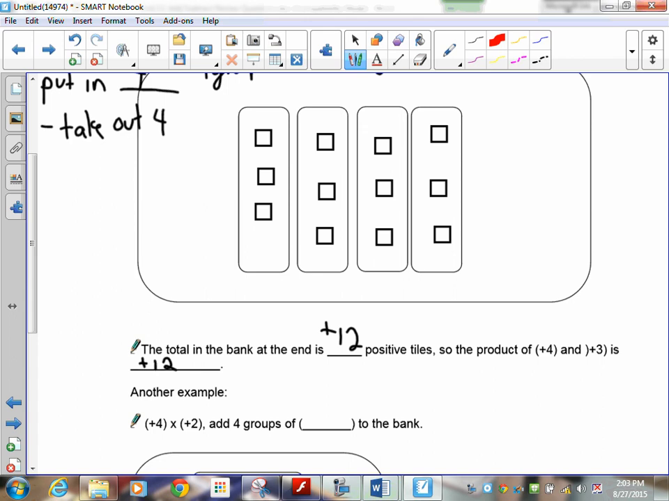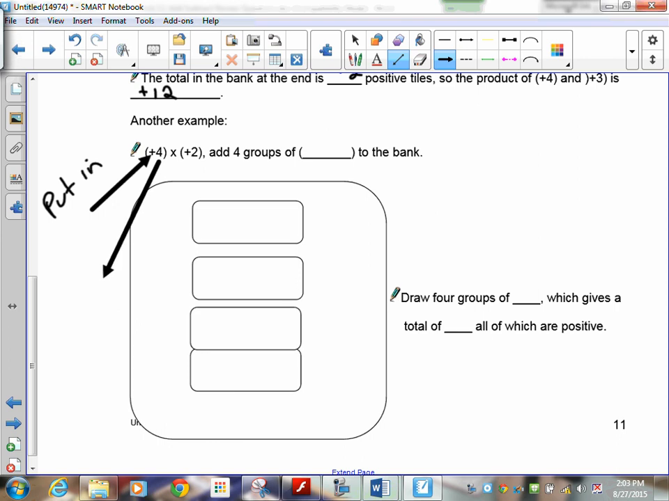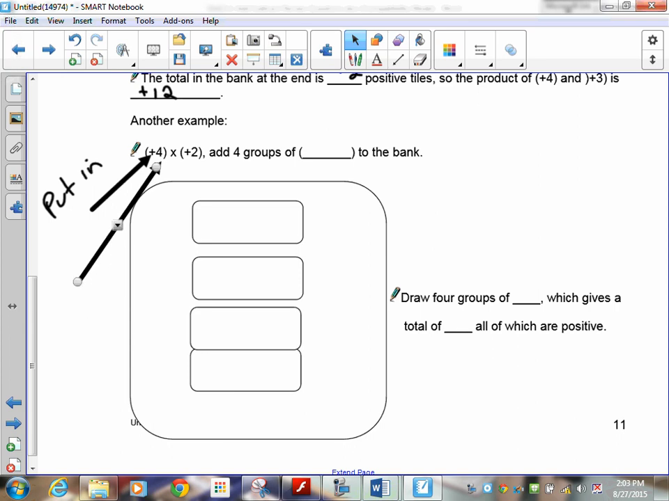Okay? Now, let's do another example. I've got positive 4 times positive 2. And again, remember, this positive here means put in. This number here means, I did it backwards again, 4 groups. Okay?